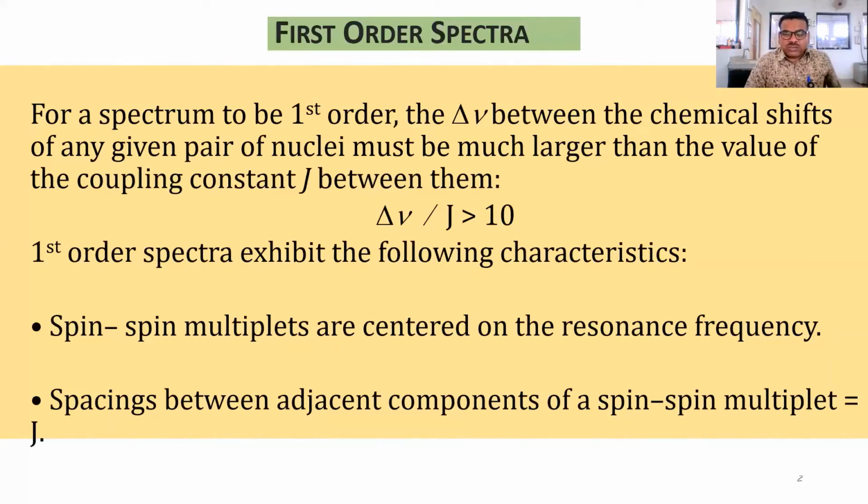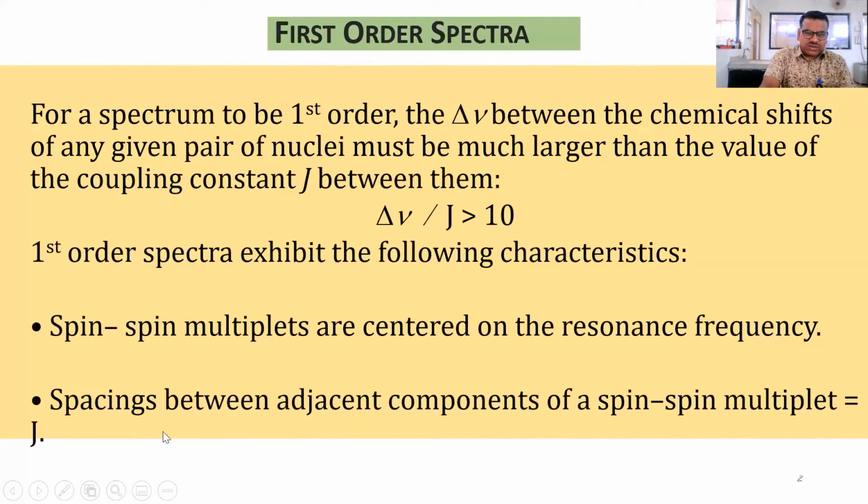What is the second order spectra, that we will see later. But to obtain the first order spectra, the condition is that delta V upon J is greater than 10. Always it is greater than 10. That ratio is always greater than 10. This is the first cause or characteristic.